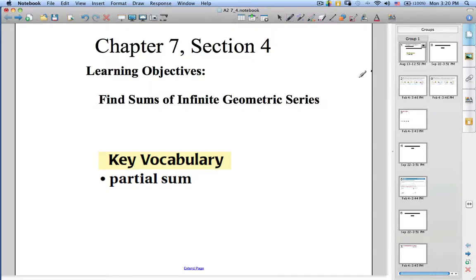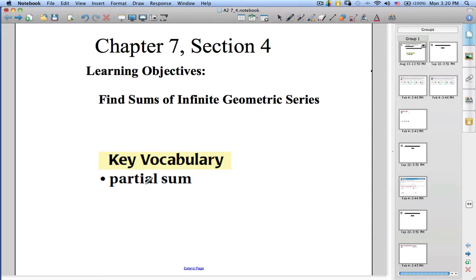In section 7.4, we're going to talk about a very specific and narrow concept of when we can find the sum of infinite geometric series. As I mentioned when we were talking about infinite series, we can't find the sum of an infinite arithmetic series. It is not possible. Under some specific circumstances, we can find the sum of infinite geometric series. And so we're going to talk about under what circumstances can we, and under what circumstances can't we.